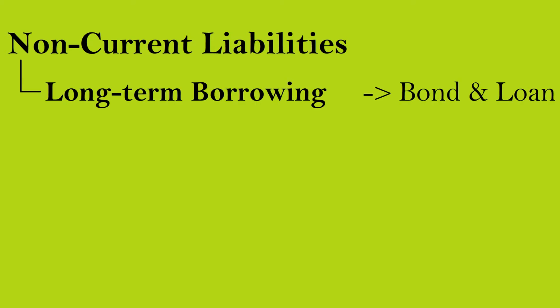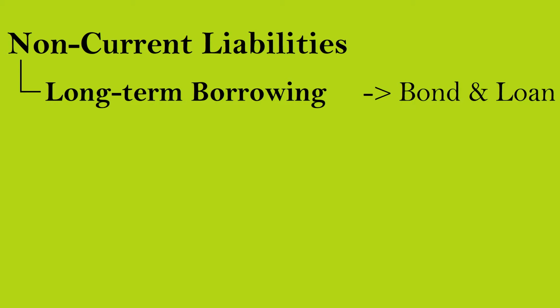The second type is non-current liabilities. Non-current liabilities are for more than 1 year. The upcoming topics belong to non-current liabilities. Here the topics are all the same as current liabilities, but the difference is the time period. First, long-term borrowings. Long-term borrowings are the long-term debt of a company which takes more than a year to pay back. Examples of long-term borrowings are bonds and loans.